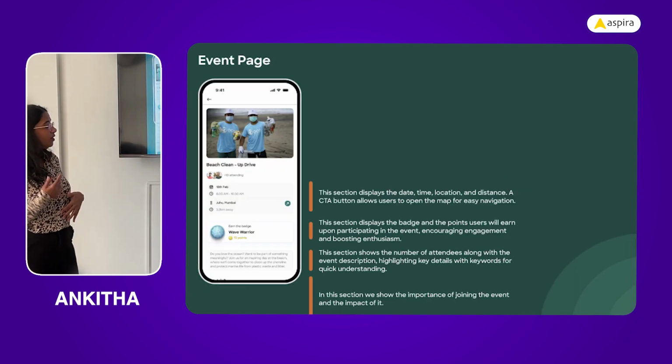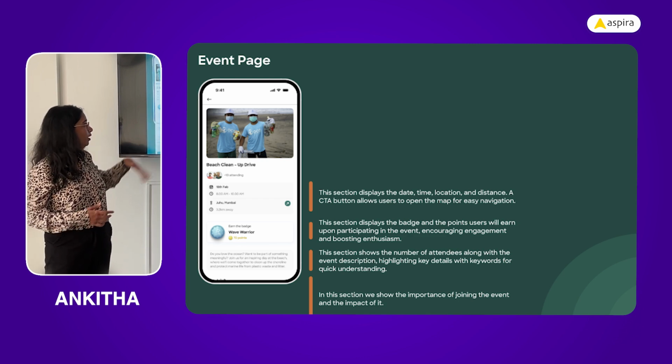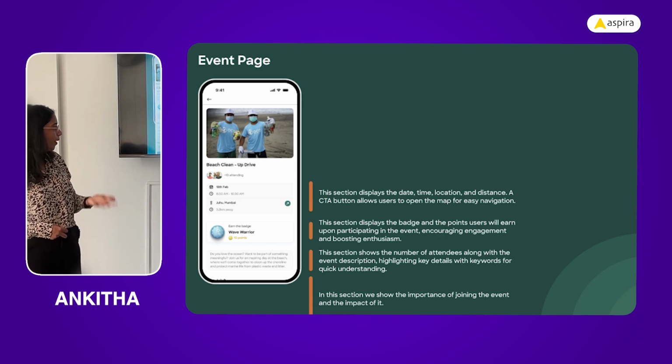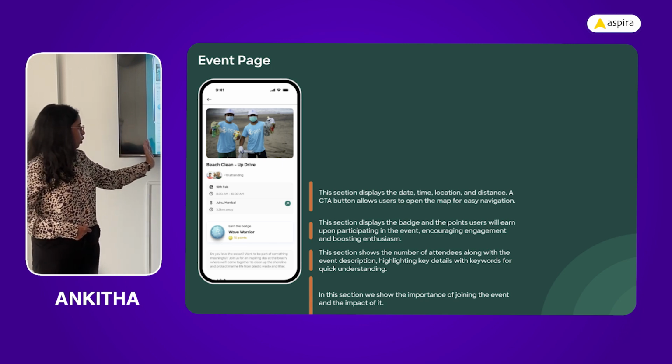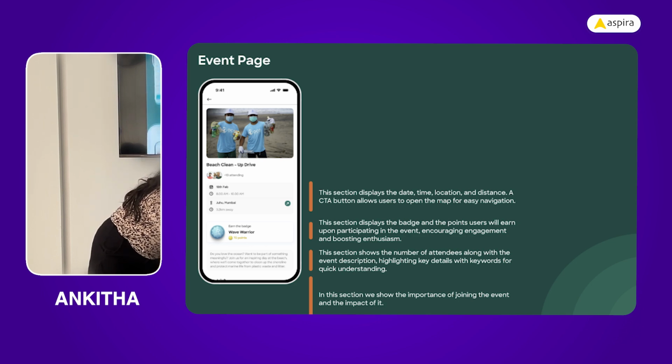Any event the volunteer attends, they get a badge for that particular event. Then this is the description, where we tell them why to join the particular event, what impact it will have, and what to bring, and then they can join the event from here.